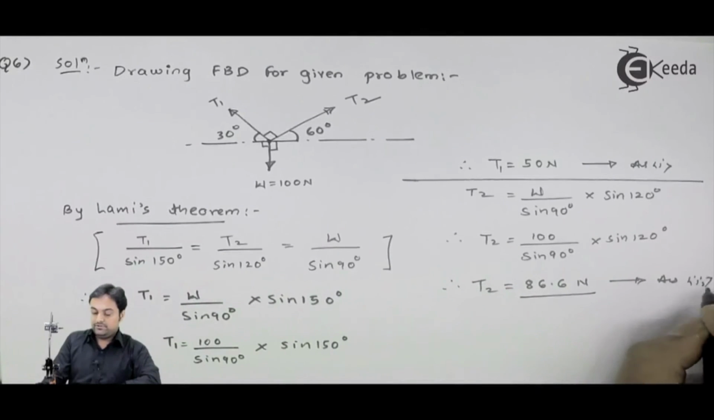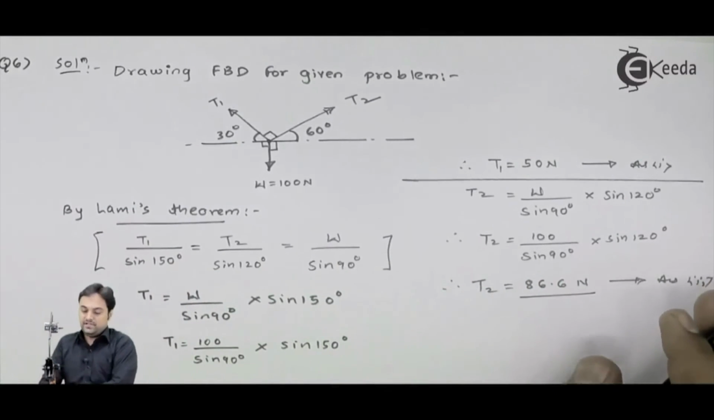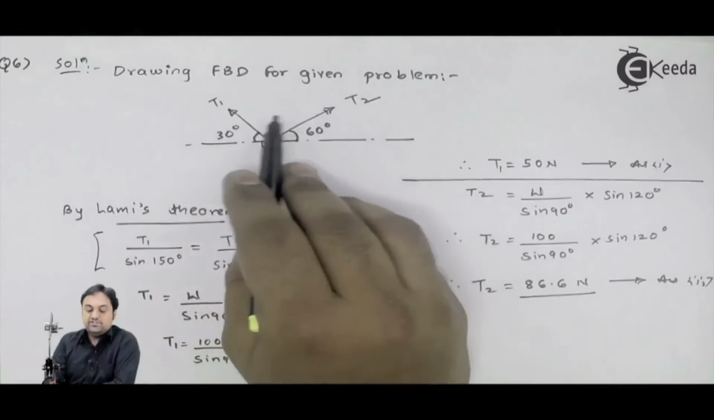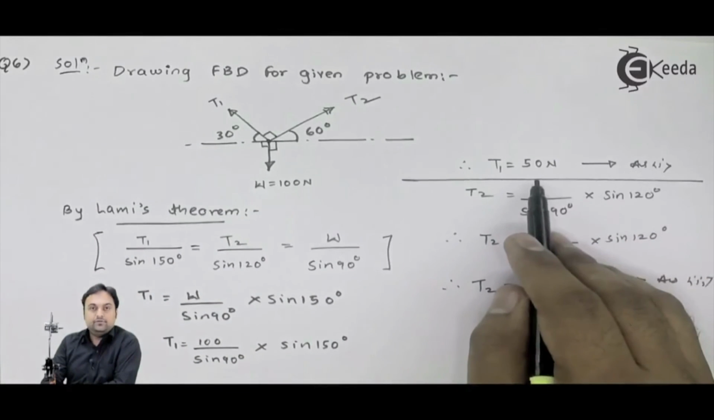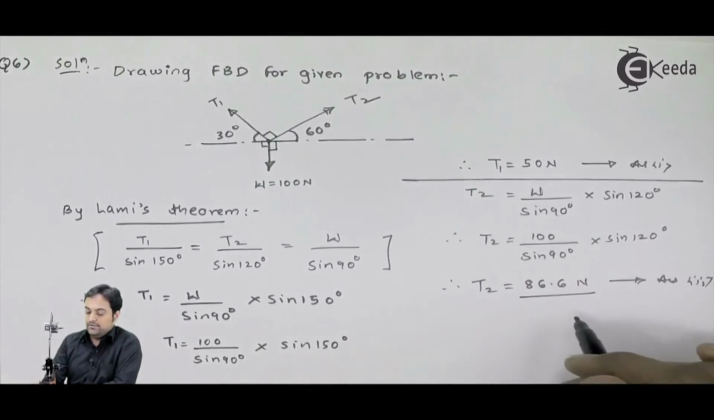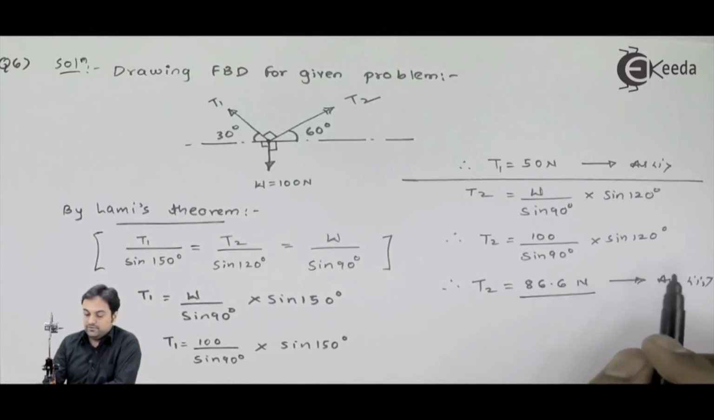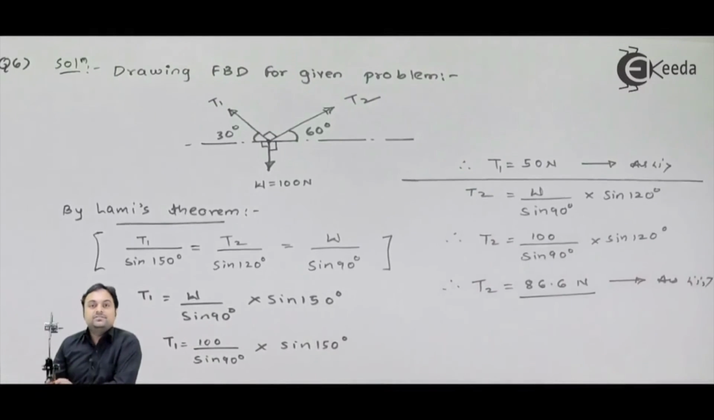So if I look into this question, there were two things asked. To calculate the tension in the strings, I have got my answer of T1 as 50 Newton, answer of T2 as 86.6 Newton, and with this the problem gets completed.